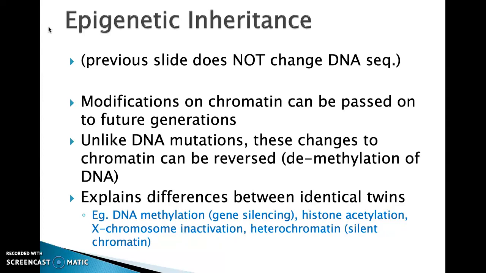That's what heterochromatin is. And again, when you have highly condensed chromatin, it can't be transcribed. Transcription can't take place. So that's known as silent chromatin because it's too condensed for that process of protein synthesis to occur.